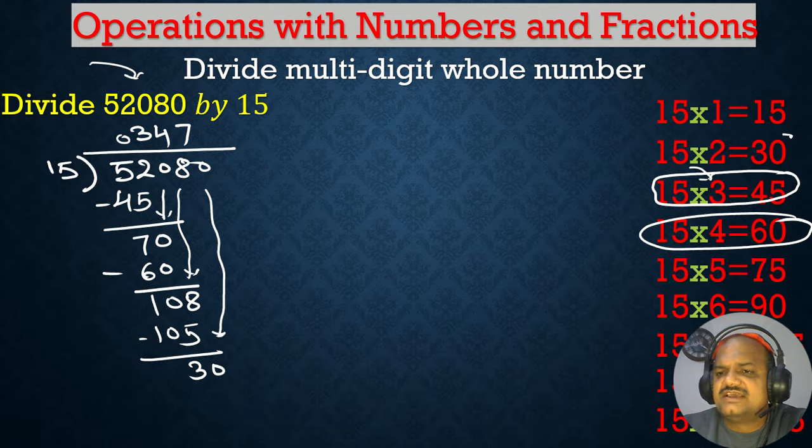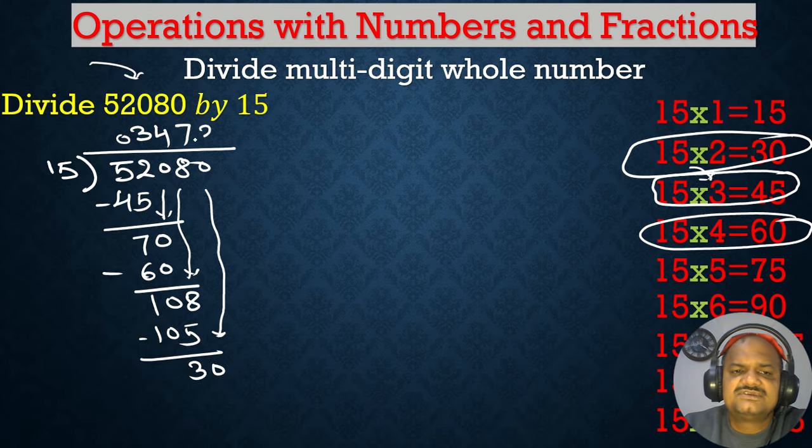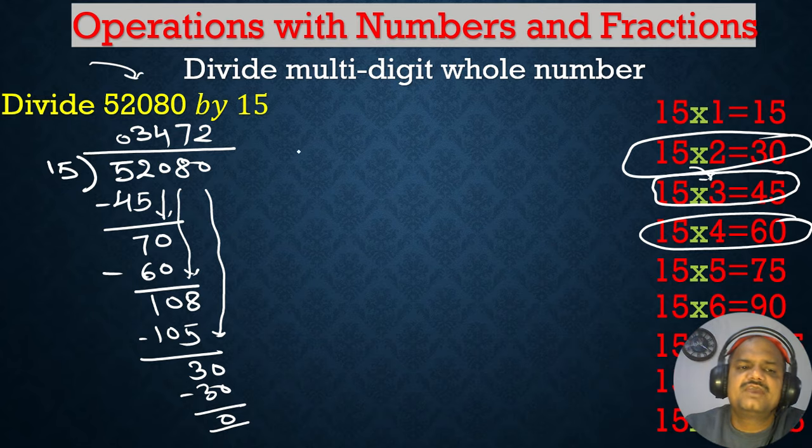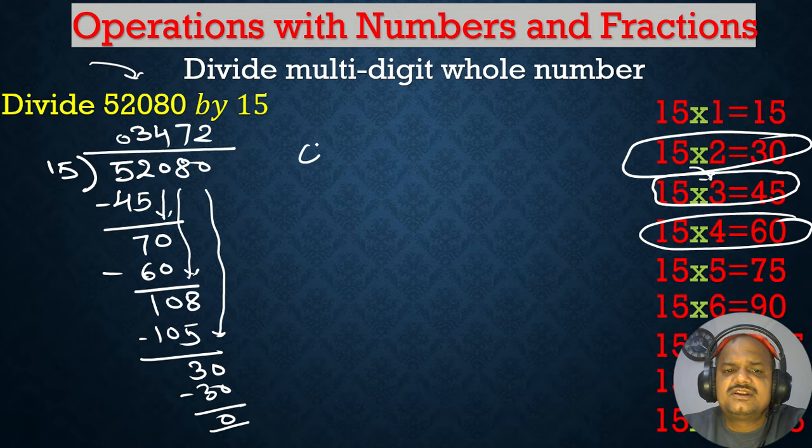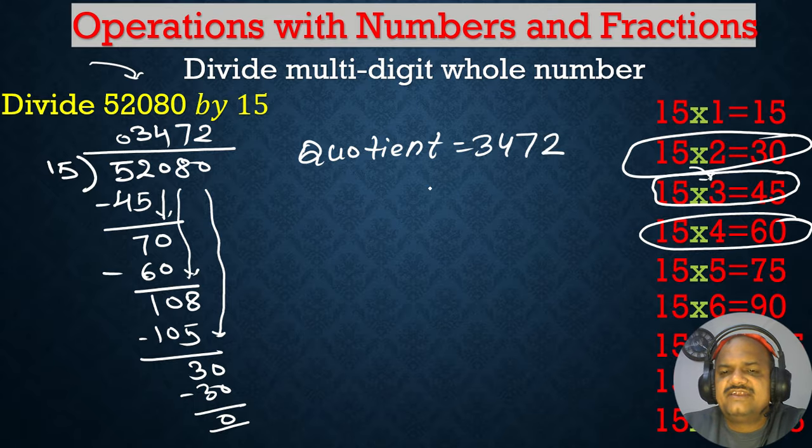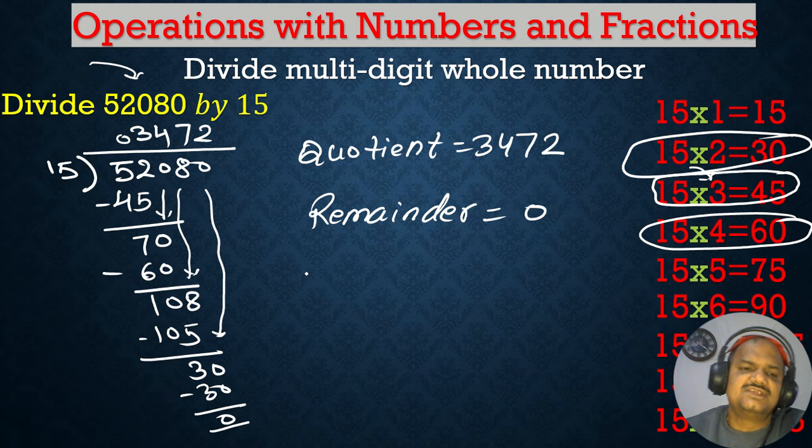Now, 2 is here. 30 is here 2 times. So, this is 30 minus, finish. Okay. So, answer, what you got? It is called quotient. What we say? Quotient. 3472. And the last number is called remainder. So, remainder is 0. Okay.